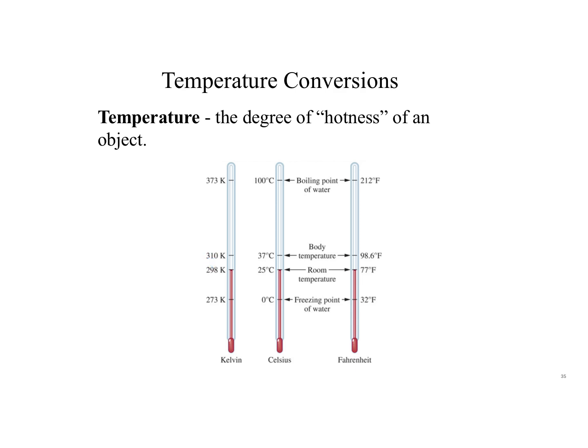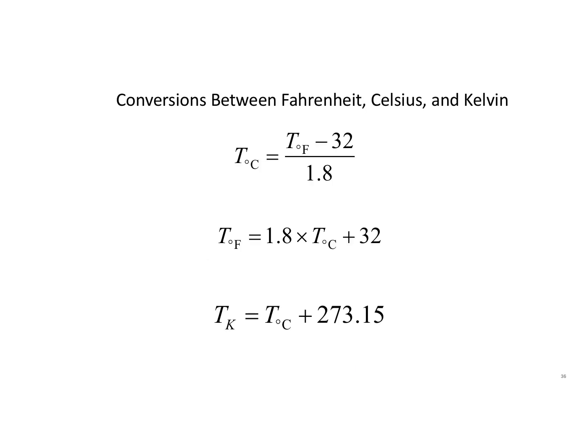Body temperature is 310, and then the boiling point of water is 373. So one of the things we're going to look at is converting between these three temperature measurements. These are the equations that we use to convert between the three, and we're going to do an example in a second.